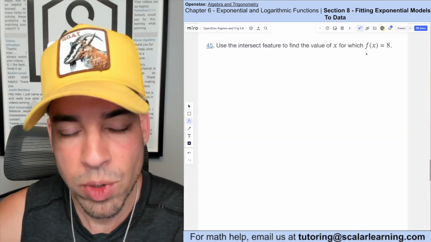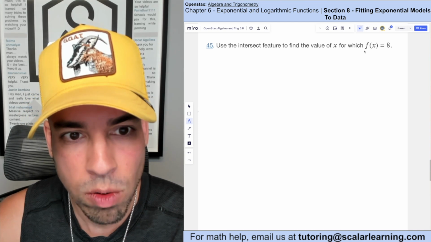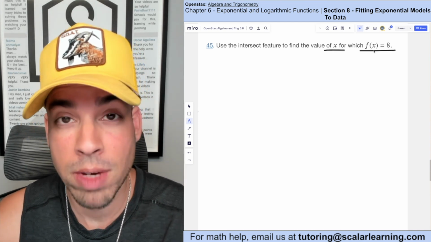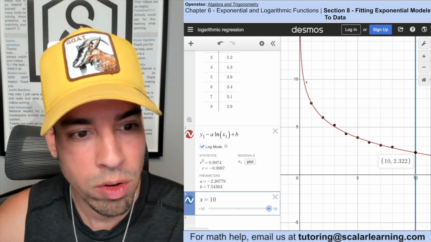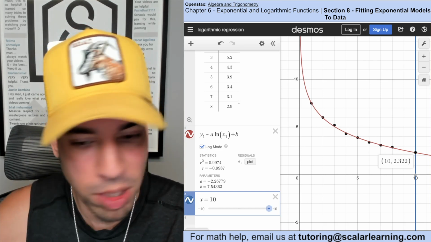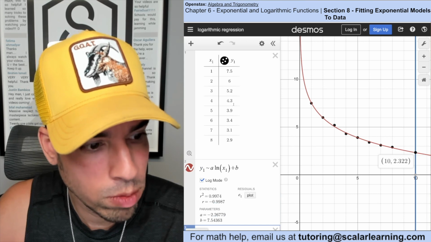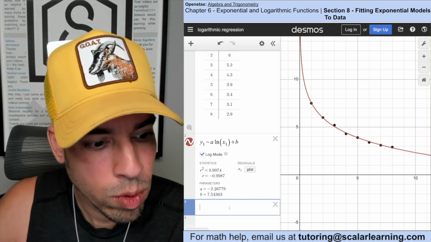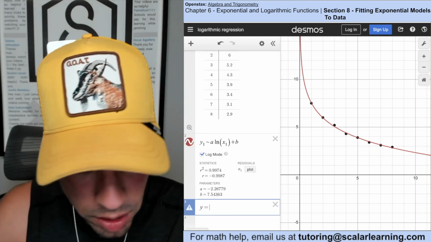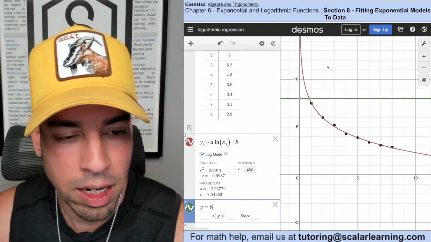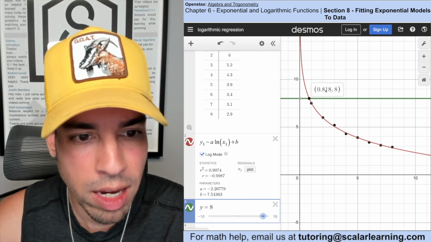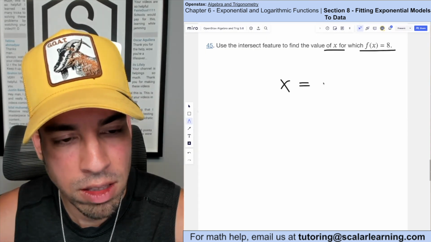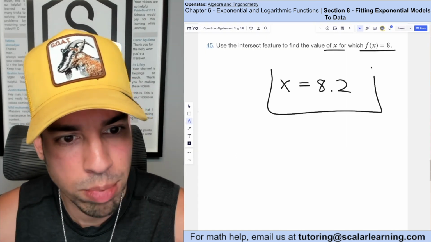So for this one, once again, we're going to use the regression model to figure out what value of x is going to make the function value equal to 8. So we're going to use Desmos, and from the last problem, we already have the logarithmic function pulled up here using this nice logarithmic regression in Desmos, and now we want to figure out when the function value is 8. So we're going to set the y value equal to 8 and look for that x value at this intersection point, which is approximately 8.18. So rounding to the nearest tenth, it'd be roughly 8.2, boom, done.